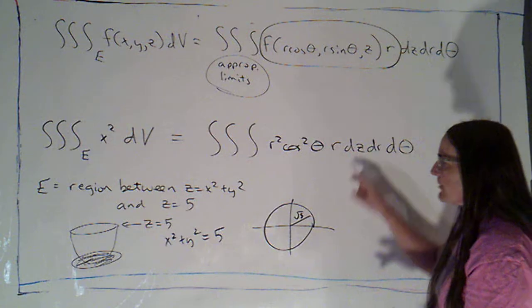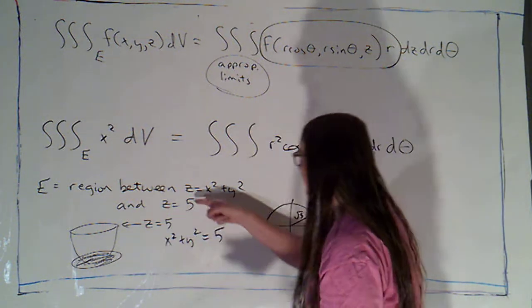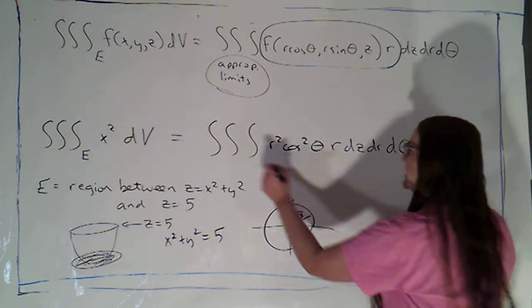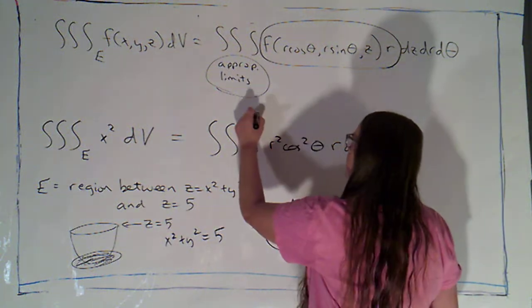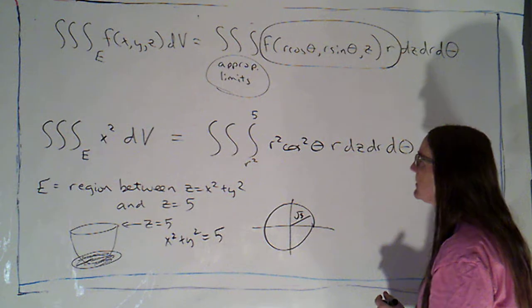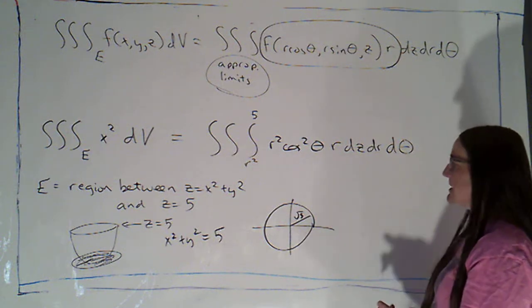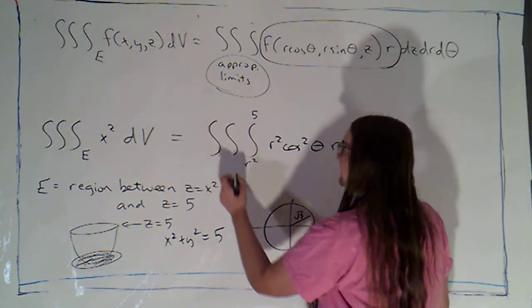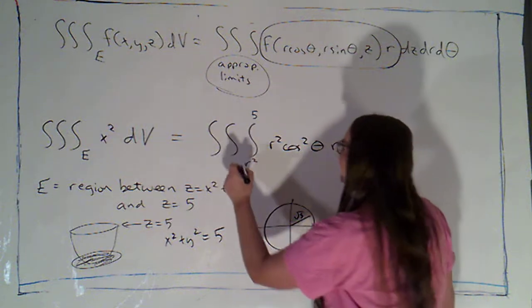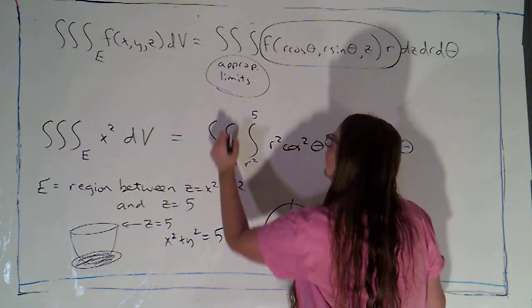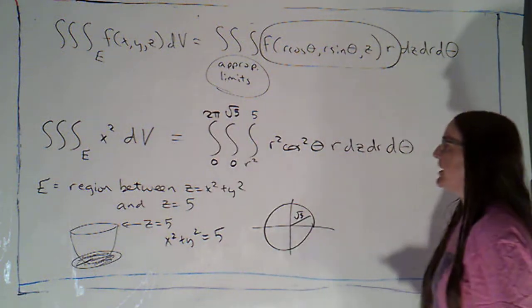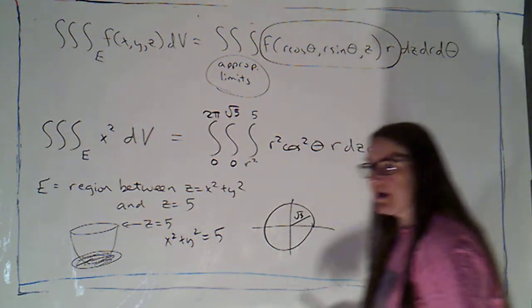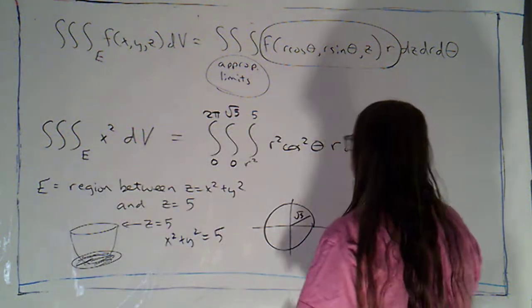So for our z values, we're going from the bottom surface, which was z equals x squared plus y squared, that becomes r squared, to the top surface, which is just 5. And then describing this disk in polar coordinates, which are part of the cylindrical coordinates, r is varying from 0 to root 5, and theta is going from 0 to 2 pi. Okay, so we've got our integral nicely set up.